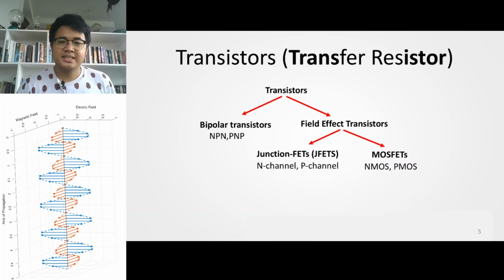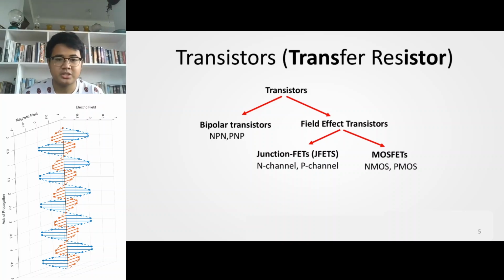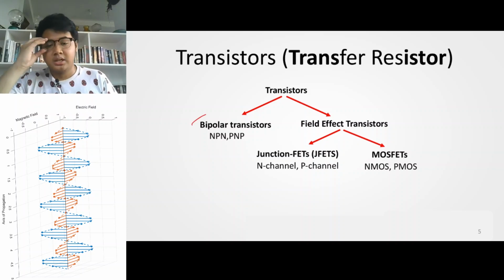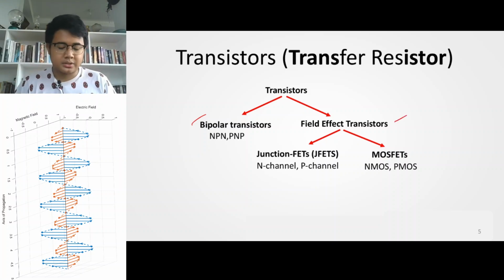And there are two types. One type is the BJT or the bipolar transistors. There are two types under that, depending on how it is structured and made. The other type is the field effect transistor. Right?